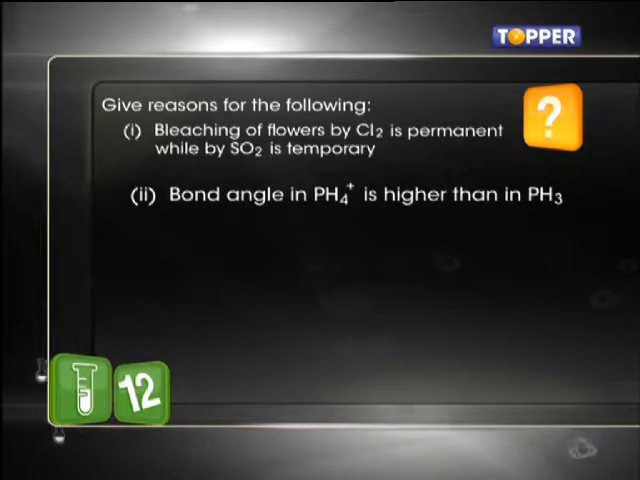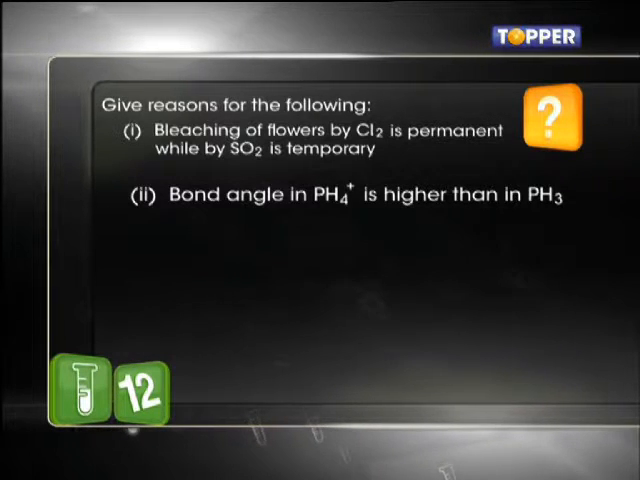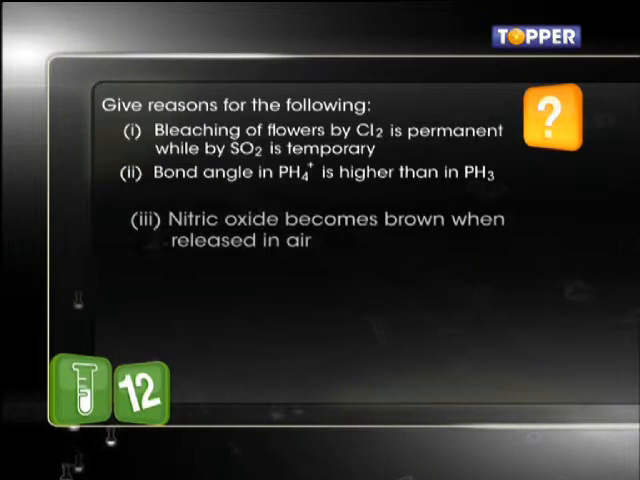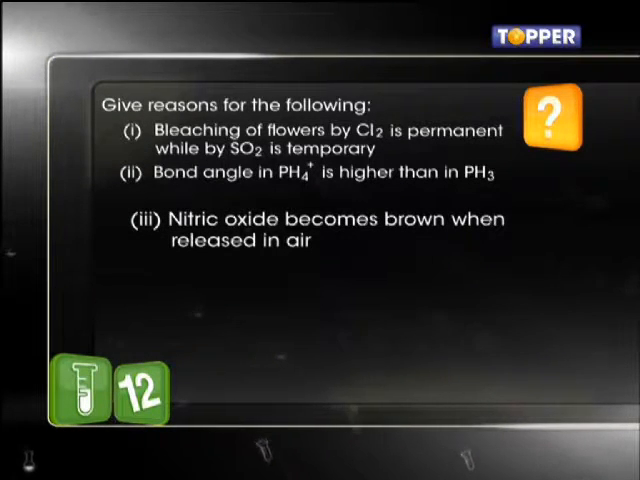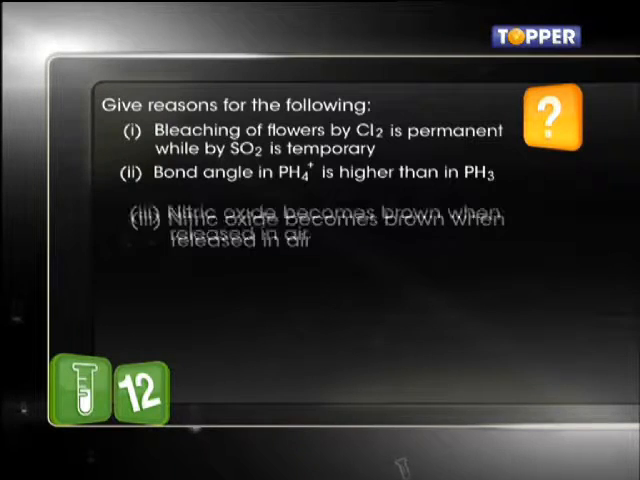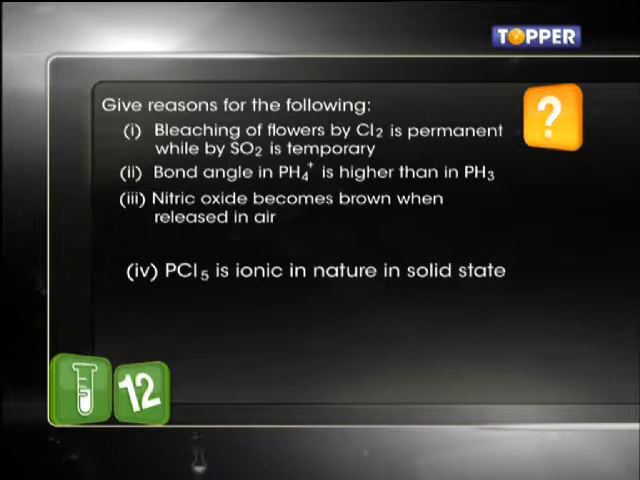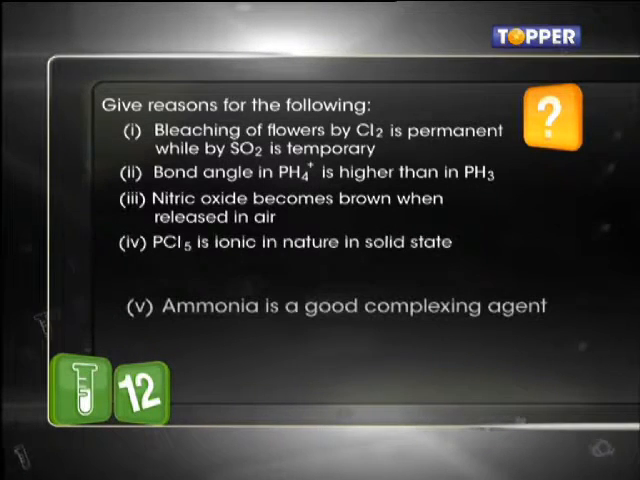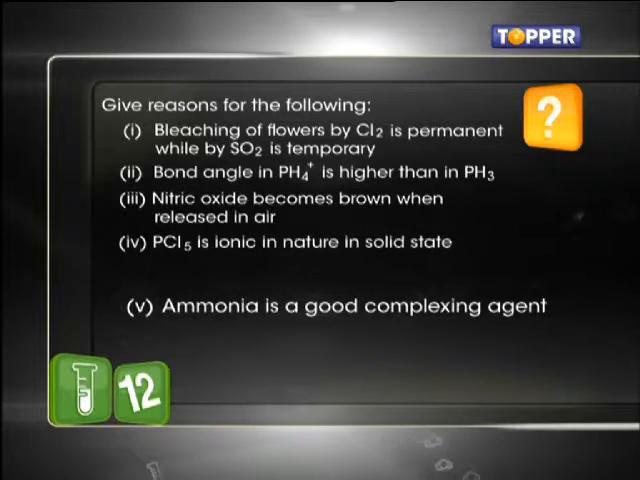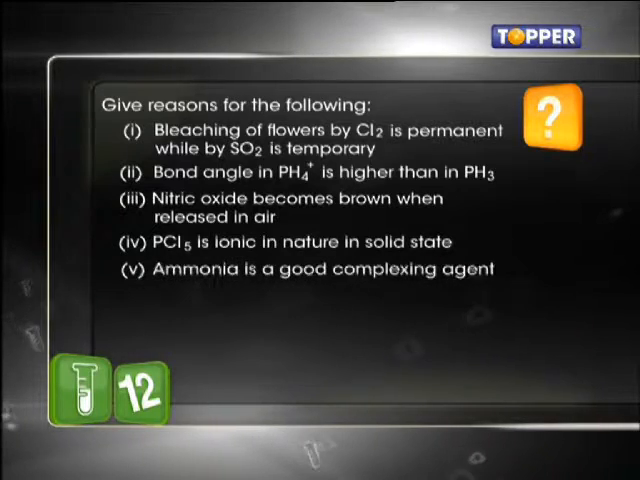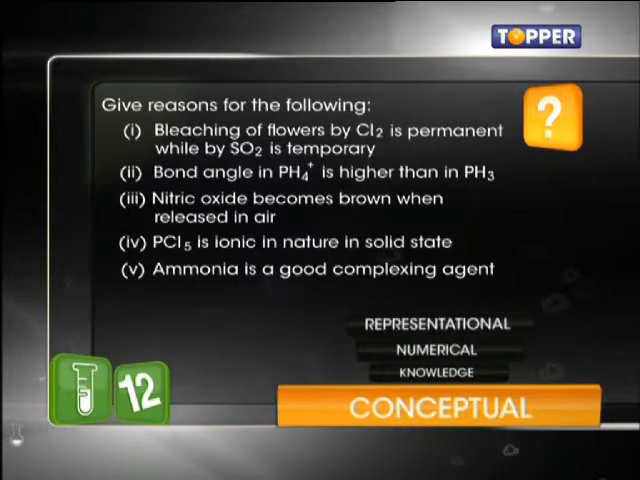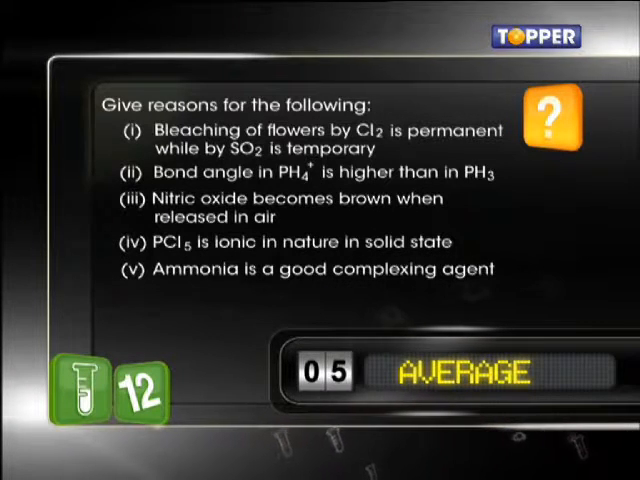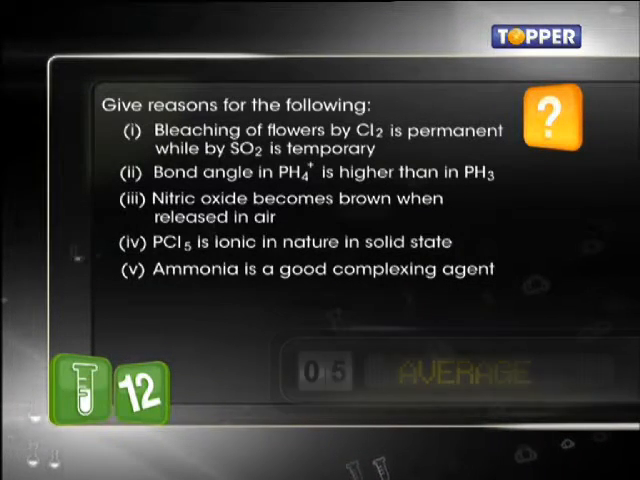2. Bond angle in PH4+ is higher than in PH3. 3. Nitric oxide becomes brown when released in air. 4. PCl5 is ionic in nature in the solid state. 5. And ammonia is a good complexing agent. This is a 5-mark problem that will test your concepts. Topper rates it as an average one. Each part is worth a mark, so attempt them carefully.